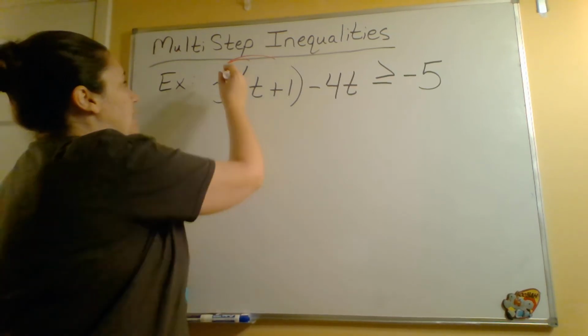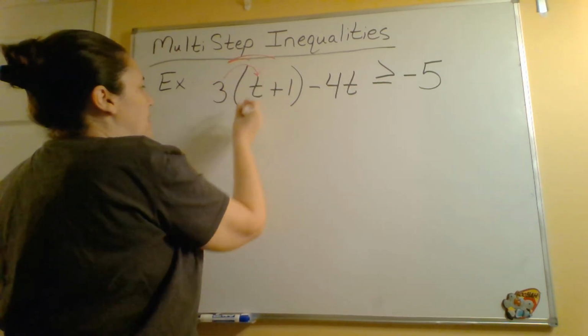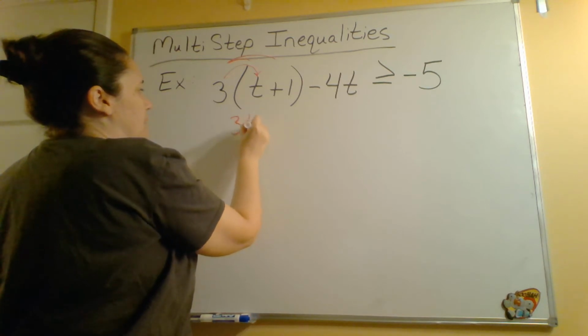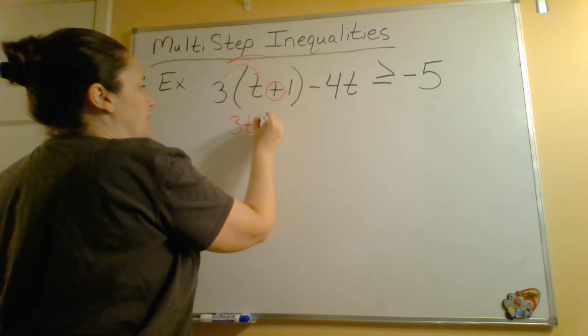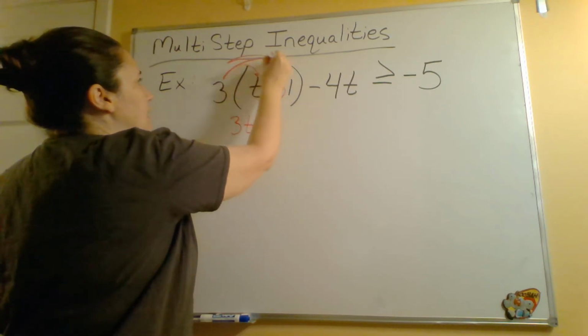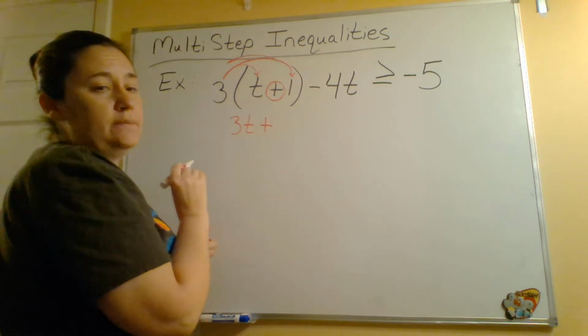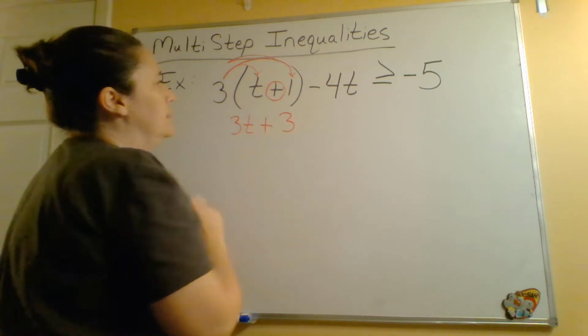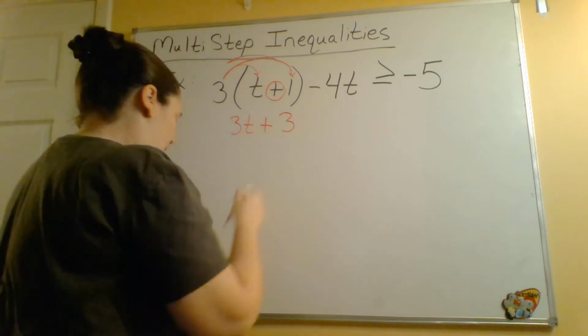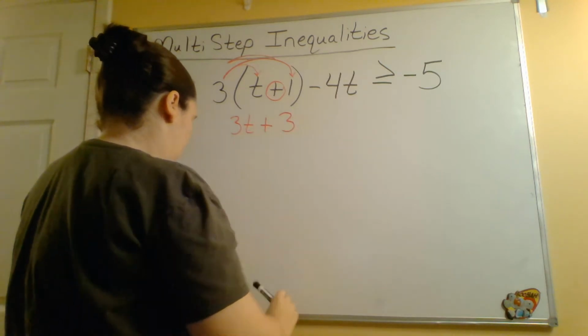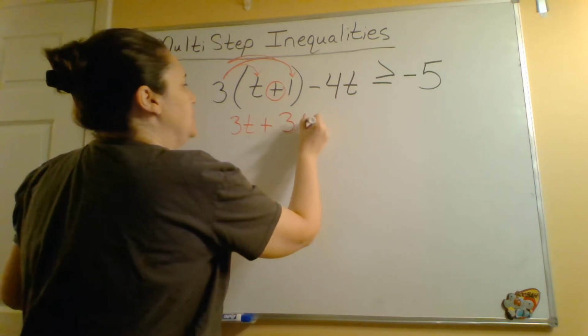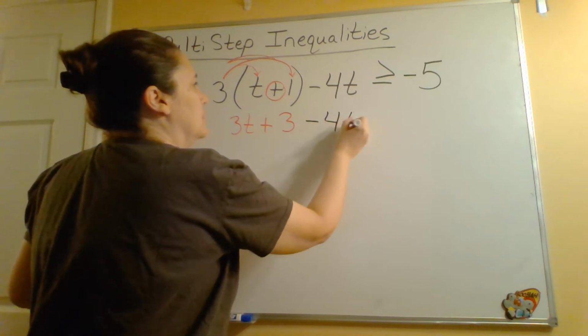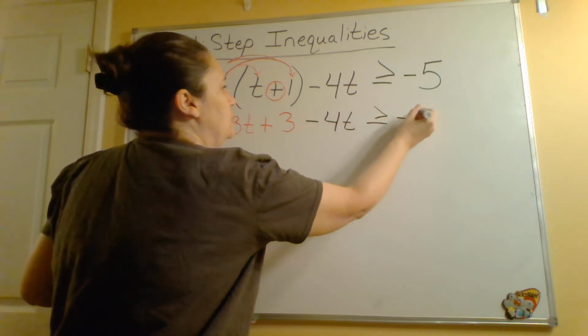So take the 3 and give it to the t. That'll be 3t. Write down the plus sign. Take the 3 and give it to the 1. 3 times 1 is 3. Then write down what you have left. We have minus 4t is greater than or equal to -5.